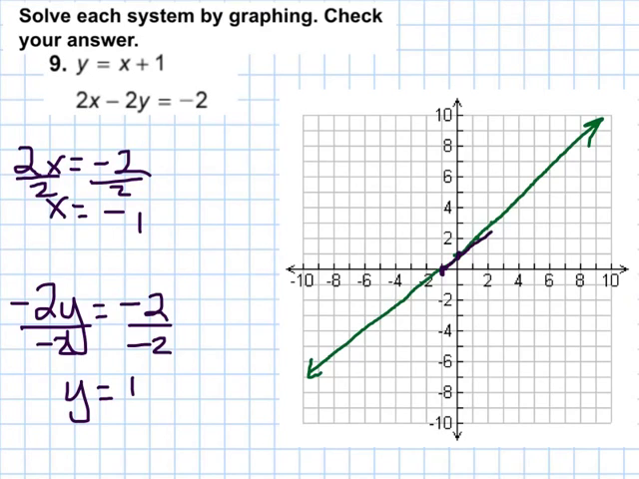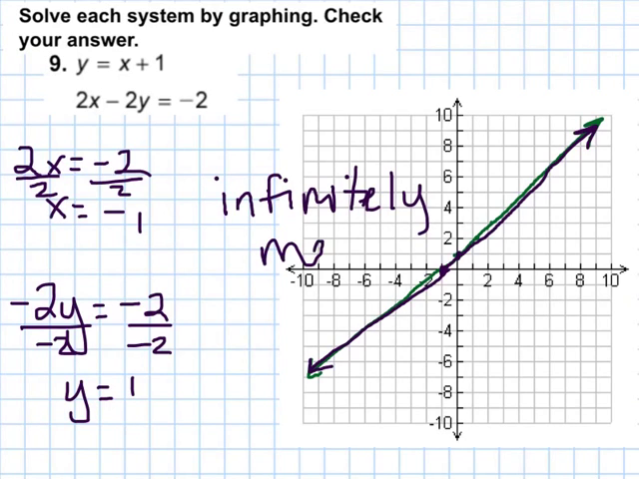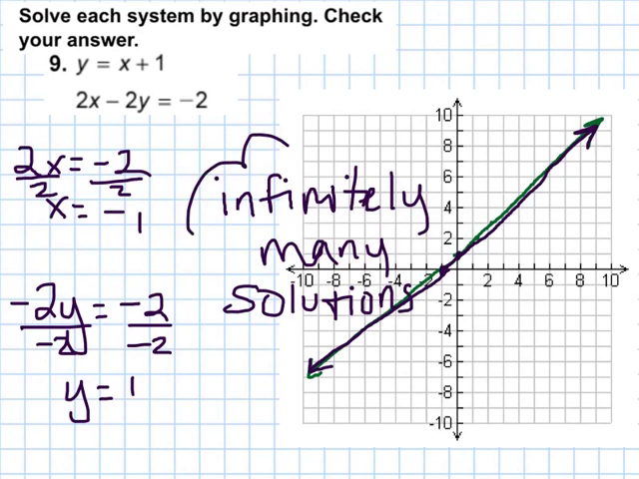When we draw this through, we see that it seems to be the same exact line. Now, when two lines are the same, that means we have infinitely many solutions. Sorry, this is really hard. I don't have a stylus today, so I'm struggling.